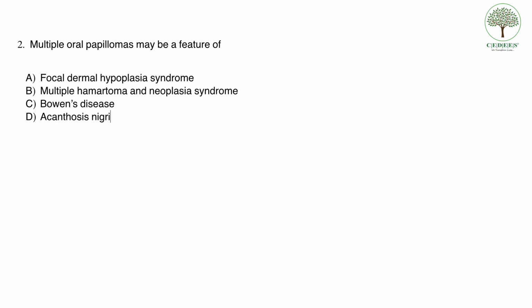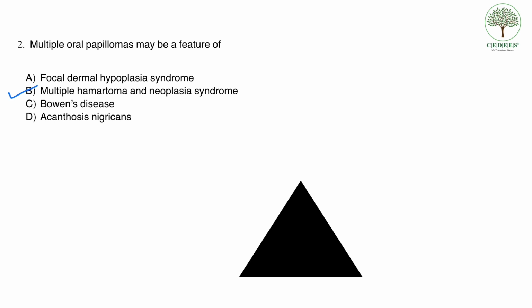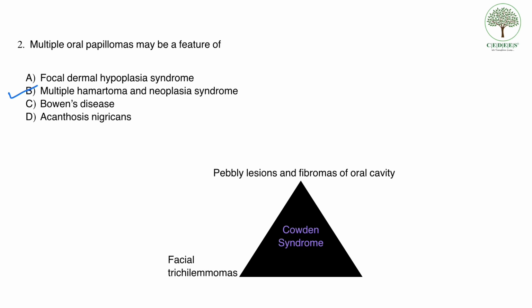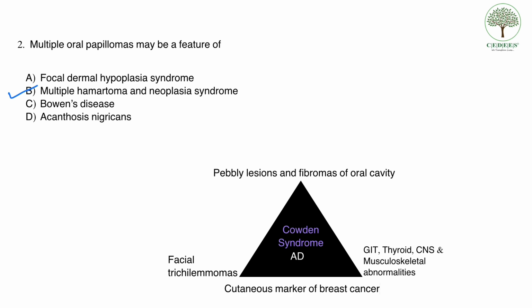Moving forward to the second question, which says multiple oral papillomas may be a feature of, and your options are: A, focal dermal hypoplasia syndrome; B, multiple hamartoma and neoplasia syndrome; C, Bowen's disease; and D, acanthosis nigricans. The correct answer here is B, multiple hamartoma and neoplasia syndrome, the other name for which is Cowden syndrome. The classic features are pebbly lesions and fibromas in the oral cavity, facial trichilemmomas, angiomas, and thyroid, CNS, and musculoskeletal abnormalities. This is an autosomal dominant condition. It is also a cutaneous marker of breast cancer.